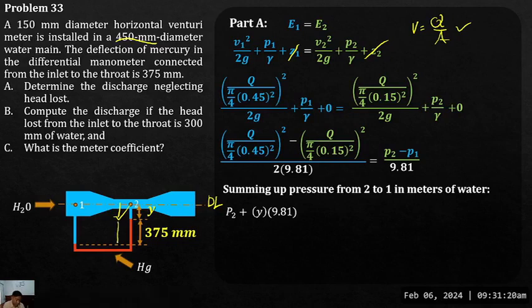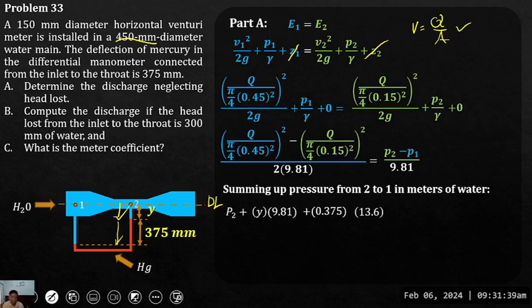Tapos, baba tayo ulit. Dito naman ngayon tayo sa column ng fluid na, mercury. So, height niya, 0.375. Multiplied natin sa gamma. So, unit weight ng mercury natin, start tayo specific gravity, so that's 13.6, times unit weight ng water. So, that's 9.81.